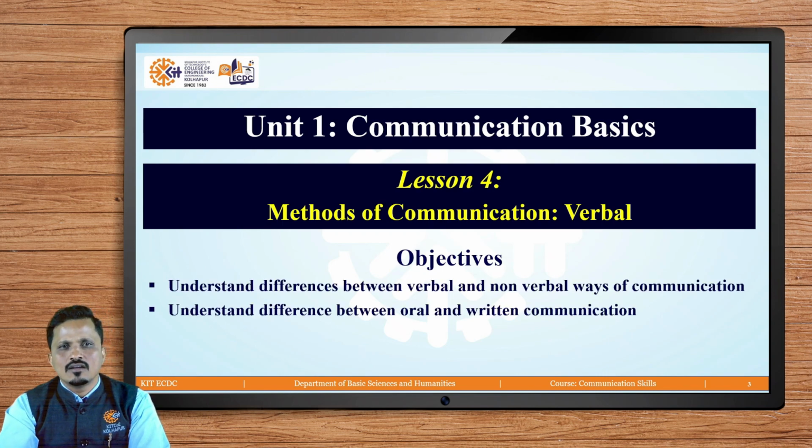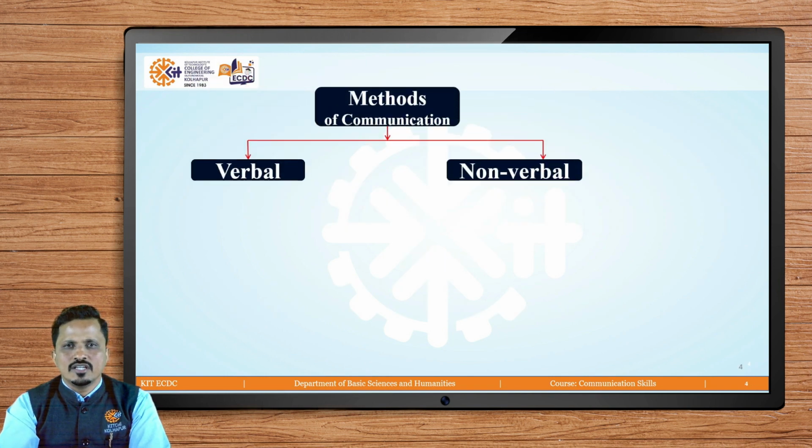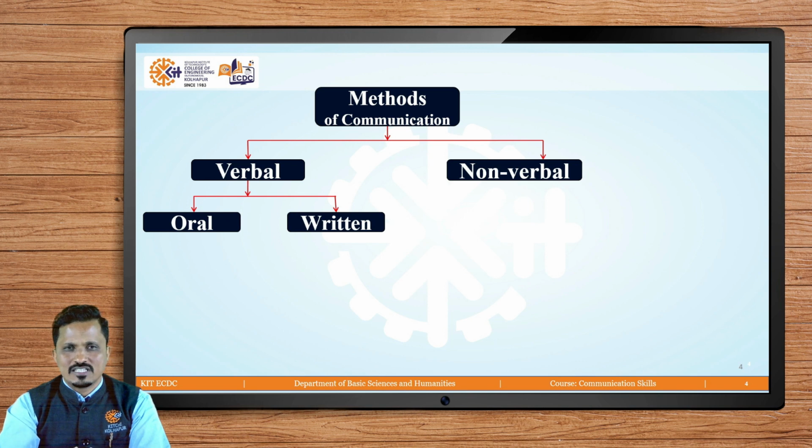The objectives are: understand differences between verbal and non-verbal ways of communication, and understand differences between oral and written communication. So let us move ahead and see the types or the methods of communication. Broadly speaking, there are 2 types. Communication takes place either in a verbal way or in a non-verbal way. Now what is verbal, what is non-verbal, we will see. Verbal communication includes oral and written communication, whereas non-verbal communication includes various parts.